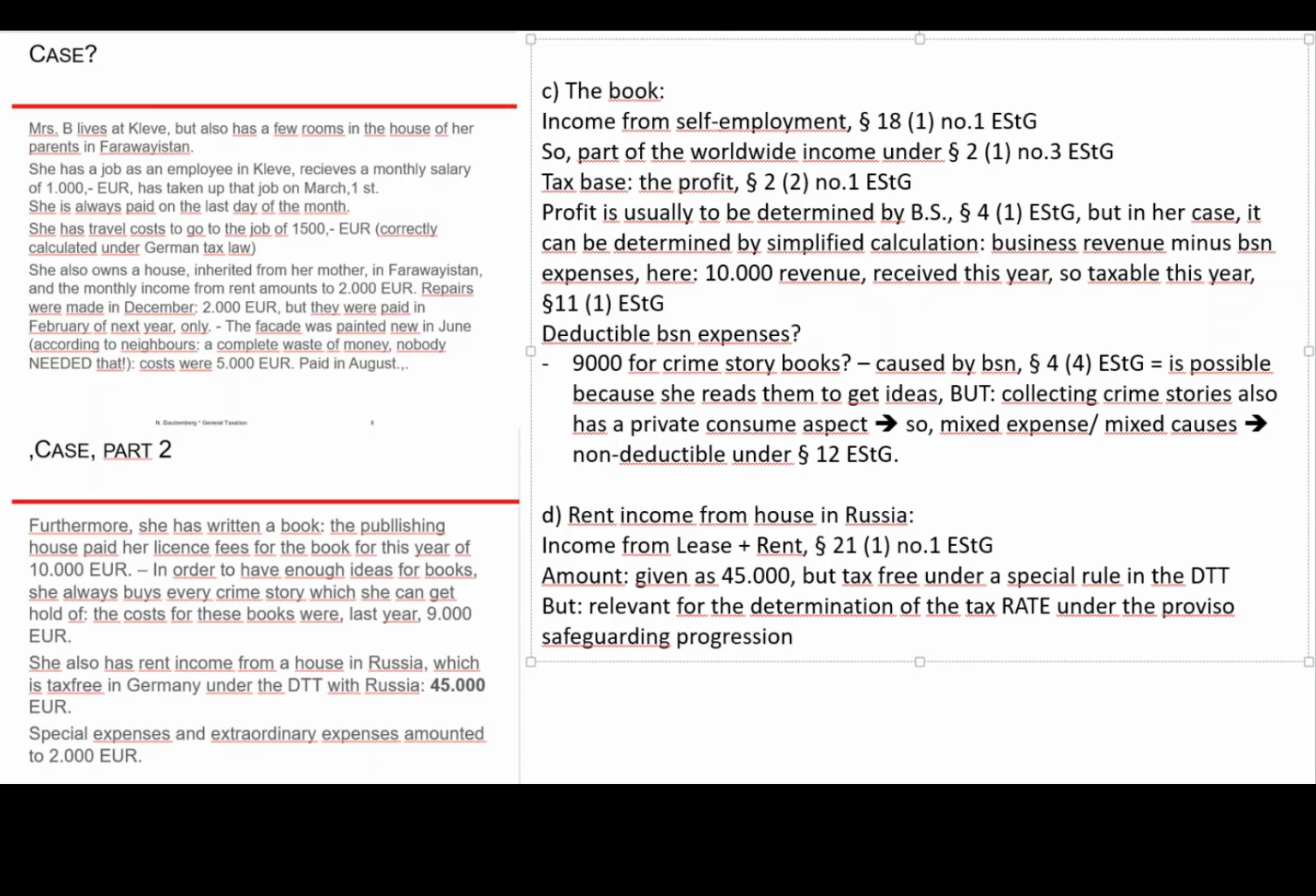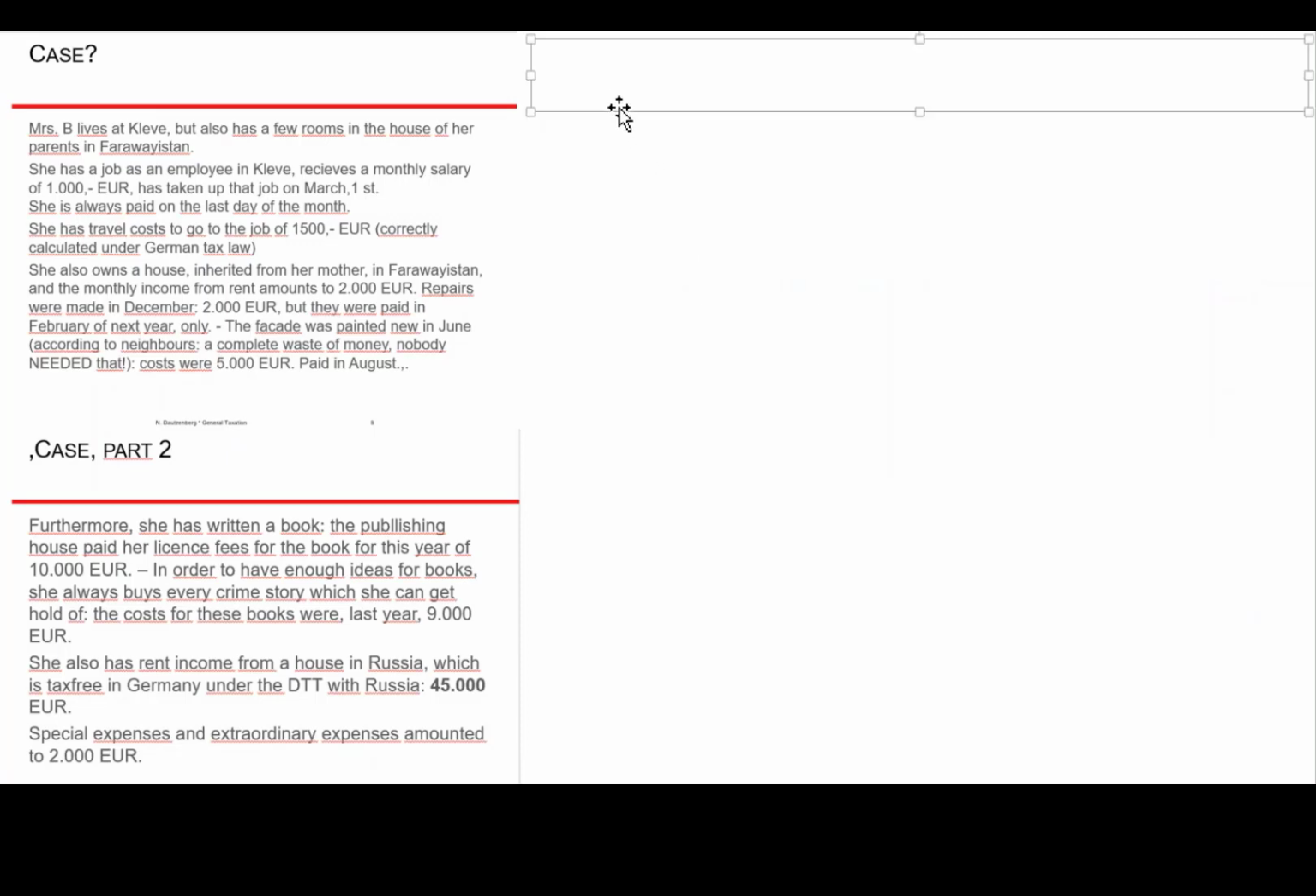Now that gives you really the superiority feeling that my typing is really bad. So, taxable 0, relevant for progression calculation, plus 45,000. And now we have special expenses. So how can we get along with all these things? Let's think about the final calculation.